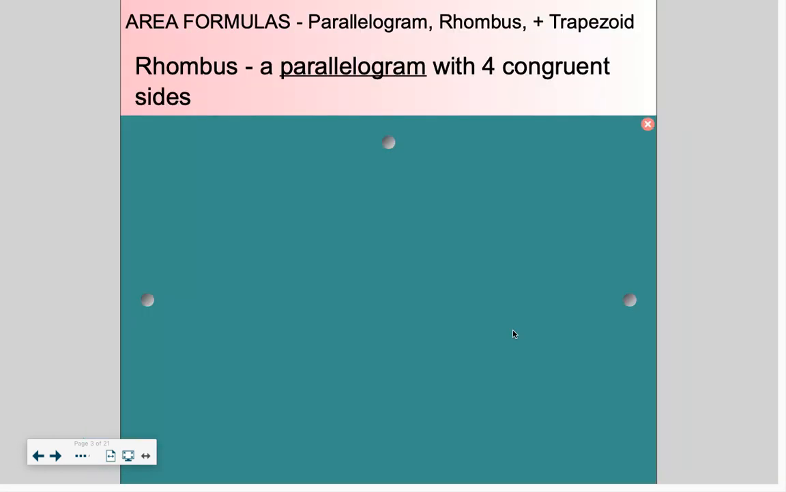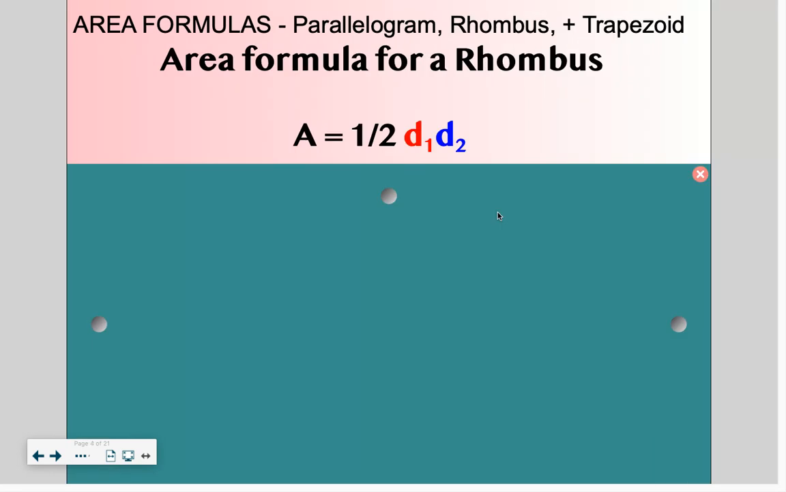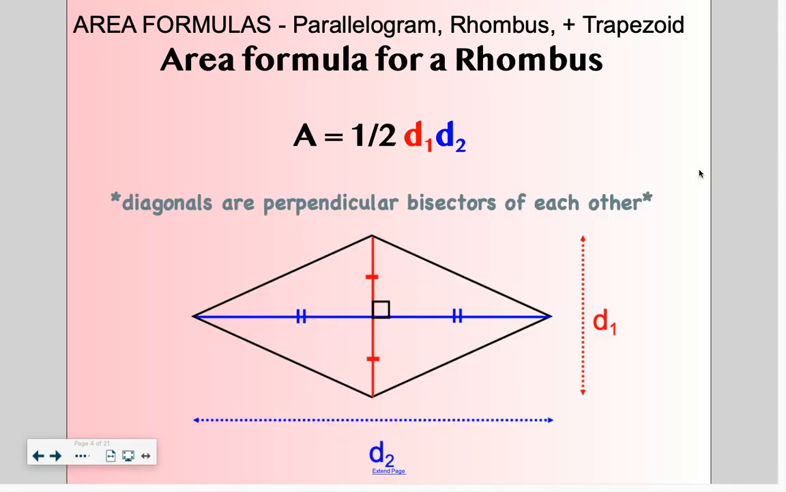A rhombus is a type of parallelogram with 4 congruent sides. So it has all the properties a parallelogram does, except all 4 sides are congruent. I'm not marking the things that are parallel because it's included in the definition, but all these sides are the same, as is the case here. As far as the area formula for a rhombus, that is 1/2 d1 times d2, and those mean the diagonals. So the diagonals are the segments within this rhombus, right? The red one being diagonal 1, the blue one being diagonal 2.